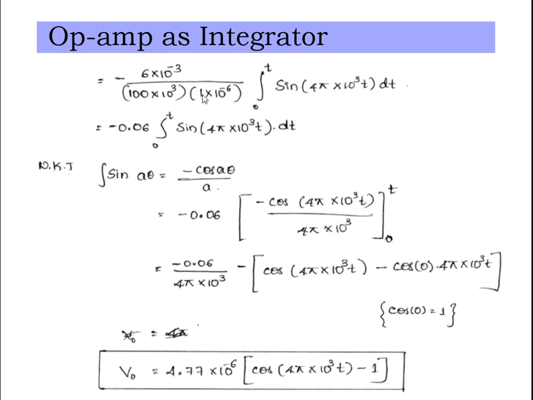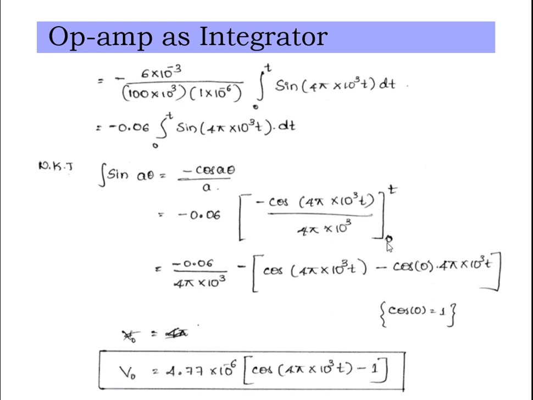Solving this part of the equation, we get 0.06. The remaining equation stays as it is, that is integration from 0 to t of sin 4 pi into 10 to the power of 3 t into dt. We know that the integration of sin a theta is equal to minus cos a theta divided by a. Therefore minus 0.06, and the integration of sin 4 pi into 10 to the power of 3 t is nothing but minus cos of 4 pi into 10 to the power of 3 t divided by 4 pi into 10 raised to 3.